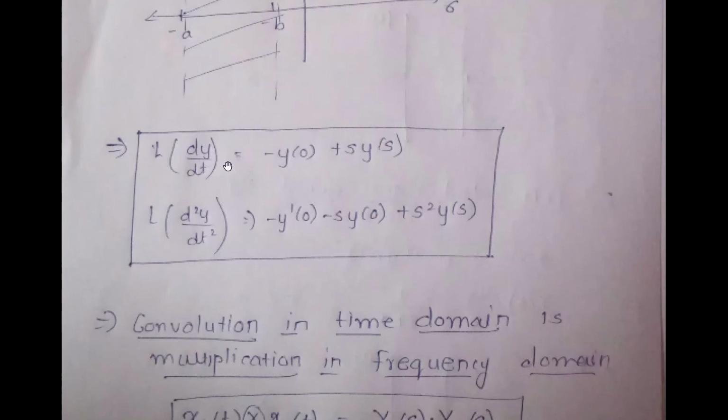Next, there are two very important formulas. Please make a note of them. The Laplace transform of dy by dt, the differentiated form of output signal y of t, is given as minus y of 0 plus s into Y of s, where Y of s is nothing else than the Laplace transform of y of t. And the Laplace transform of d square y upon dt square is given as minus y dash of 0 minus s into y of 0 plus s square into Y of s, where Y of s is nothing else than the Laplace transform of y of t, and y dash of 0 is the differentiated form of y of t with initial condition 0.